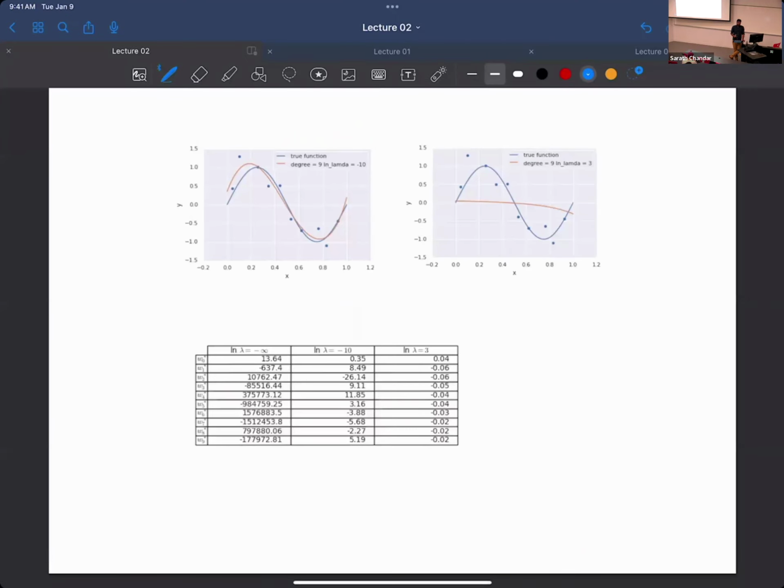Oh no, a bigger lambda just makes all the parameters close to 0, not just the earlier parameters. The bigger the lambda, everything goes close to 0. Then the model looks like a line.